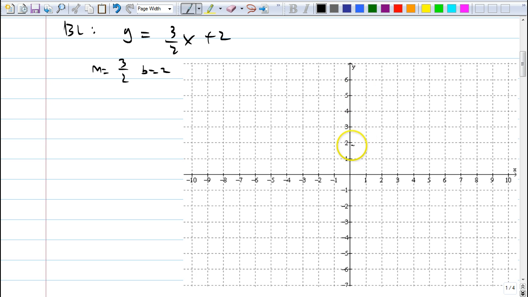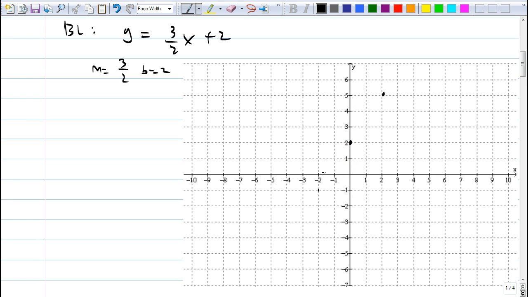So we put 2 here, put point. And from here, of course, slope is class what? 3 over 2. So we have to go up how much? 3. 1, 2, 3 to the right? 2. Or can I go down 3? Yeah, and then to the left 2. Same thing, right?